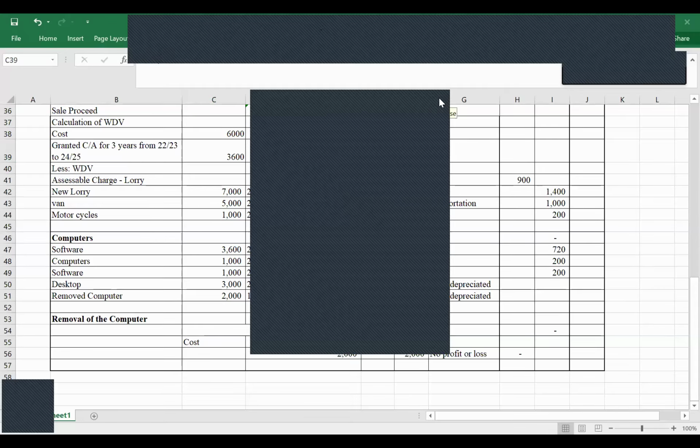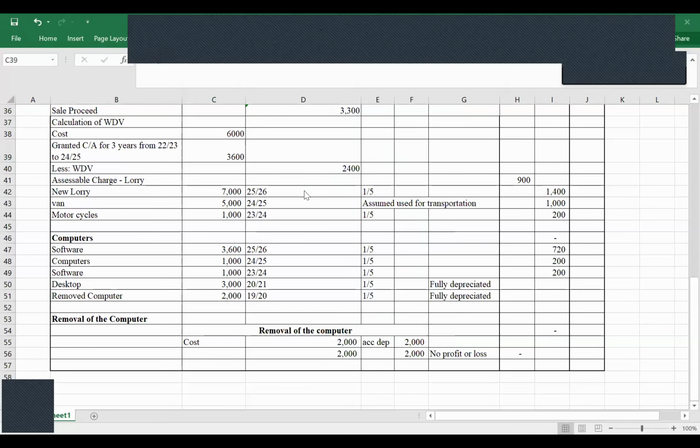Okay, I will answer the first question, that is 3.6 million. How did you get this one, 3.6 million? Because we have the cost. To calculate the profit or loss, we should know the written down value of the asset. What is the meaning of written down value? Cost minus capital allowances already granted. Then you will have the written down value.